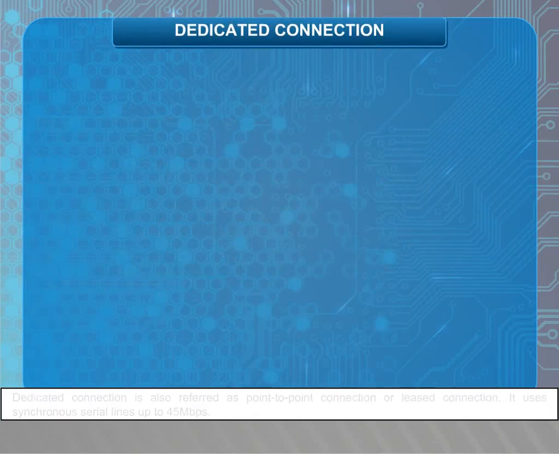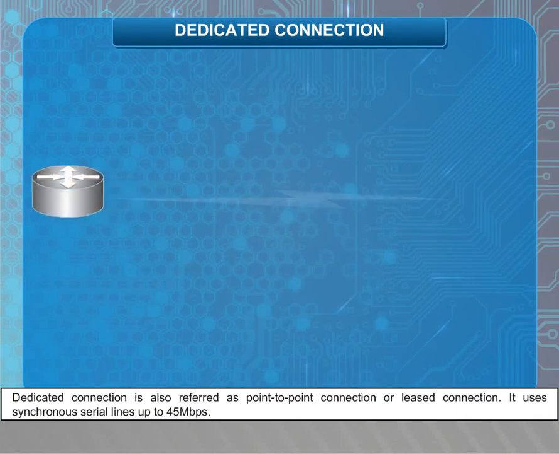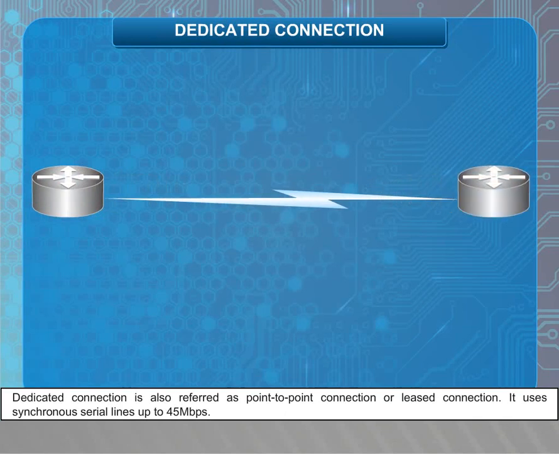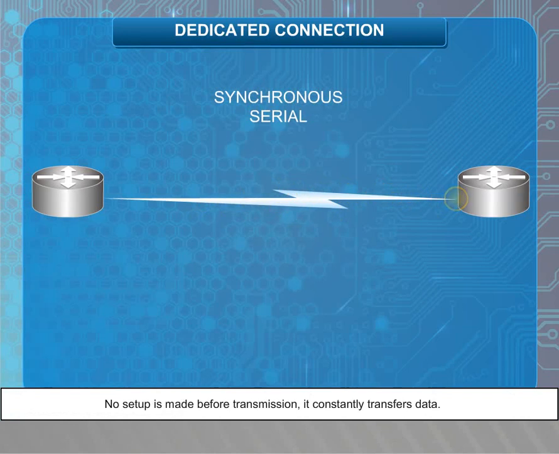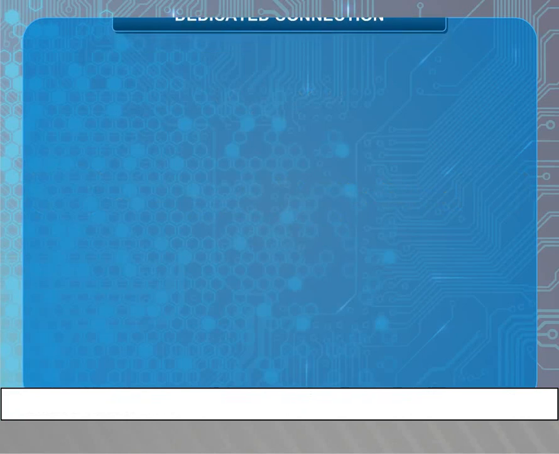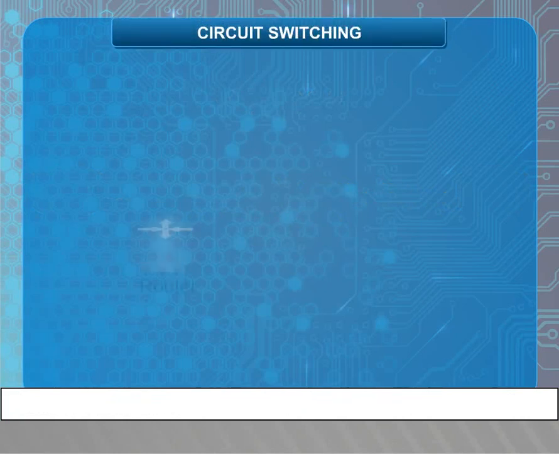Dedicated connection. Dedicated connection is also referred to as point-to-point connection or leased connection. It uses synchronous serial lines up to 45 Mbps. No setup is made before transmission. It constantly transfers data.